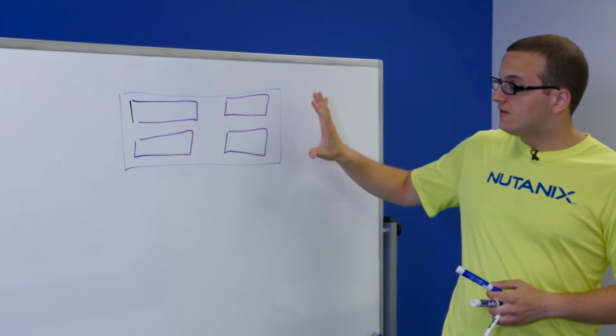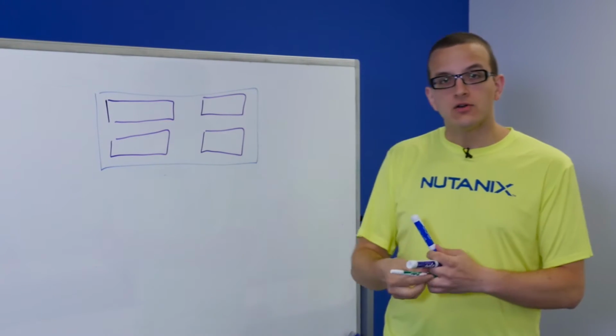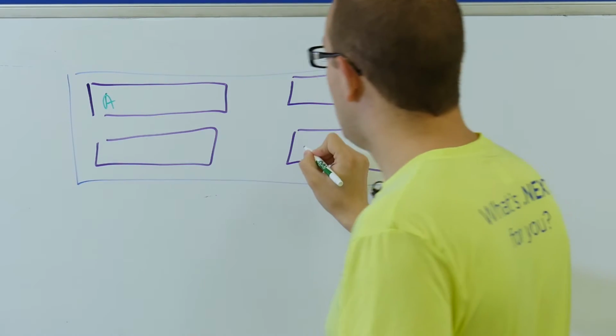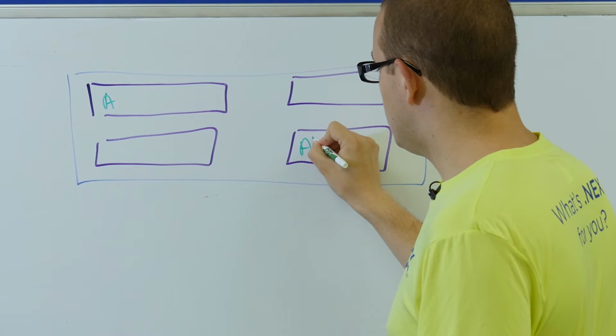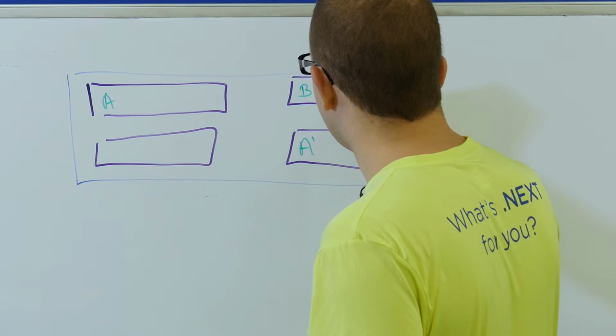Here we have a 4-node cluster, or 1 block. Now, in a normal system without erasure coding, when we write a piece of data, say data A, we will immediately replicate that somewhere else in the cluster so that we have a backup copy. Same for B.